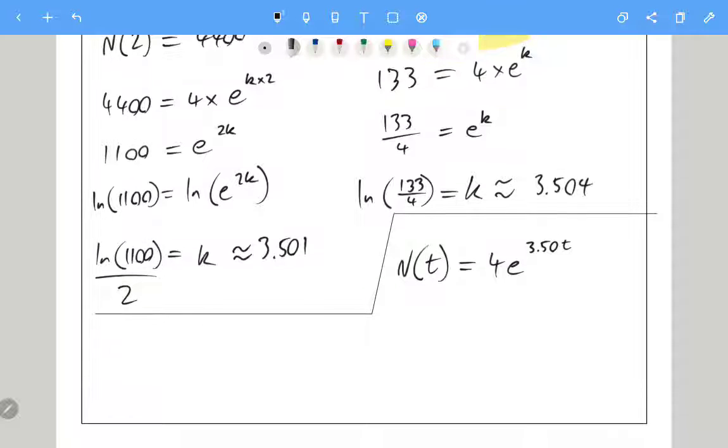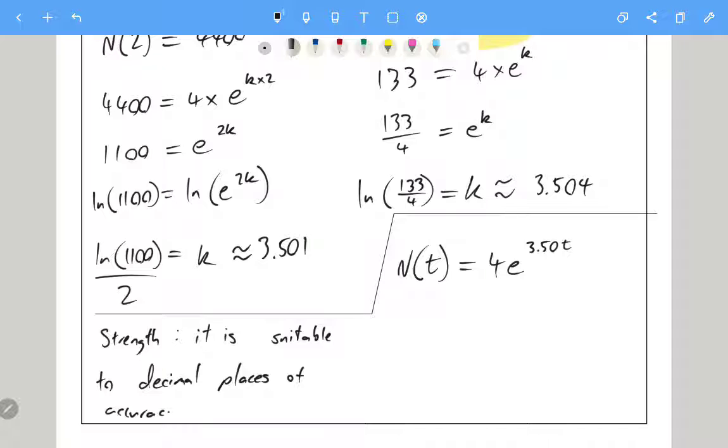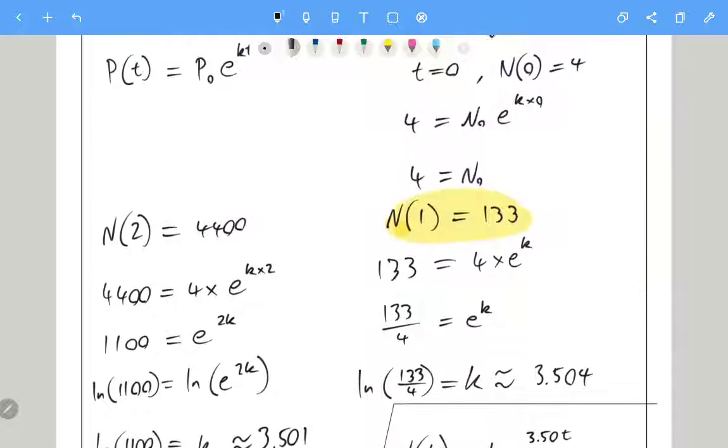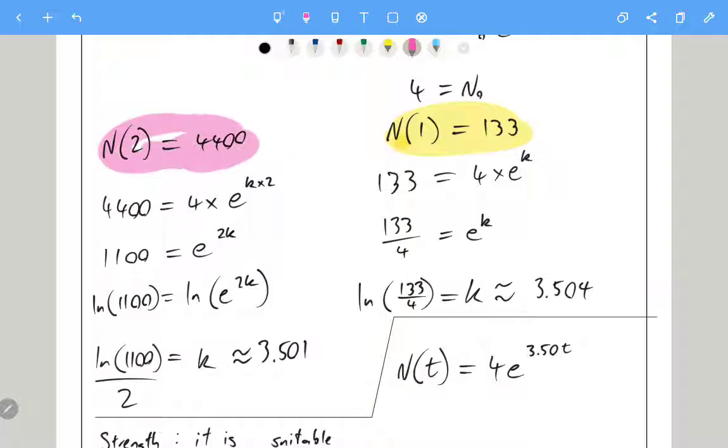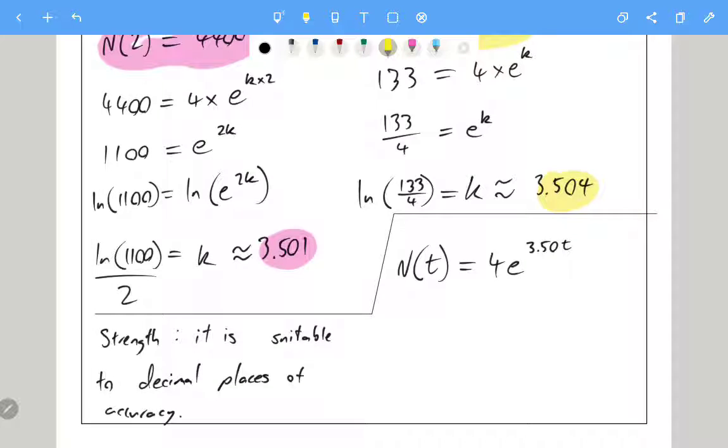The last part of the question asked us to evaluate the reasonableness of this. Now, for a strength, we know that it is suitable to 2 decimal places of accuracy, since in both of the 2 substitutions we tried, we got very similar answers. And in fact, they round to the exact same value to 2 decimal places. So that's a strength.